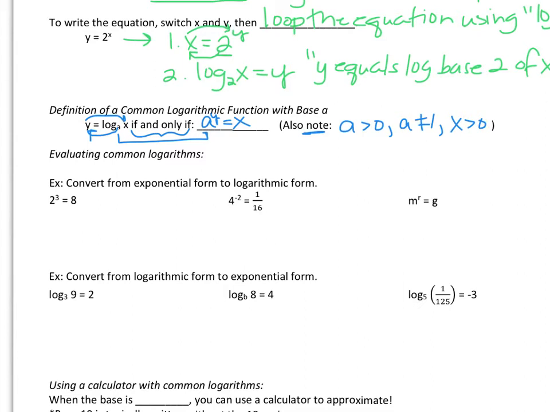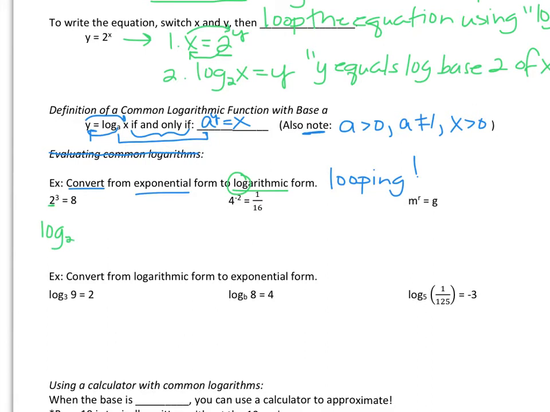So it says evaluating. Really what we're just going to do is convert. We're not going to actually evaluate. So we can even get rid of that right there. To convert from one form to the other, we're just going to do that looping. If it's exponential and we want to convert it to logarithmic, we start with that log prefix. So we just write log. Notice in 2 to the 3rd power equals 8, the base is 2. So that's going to be the base for our logarithm. That will always be true.